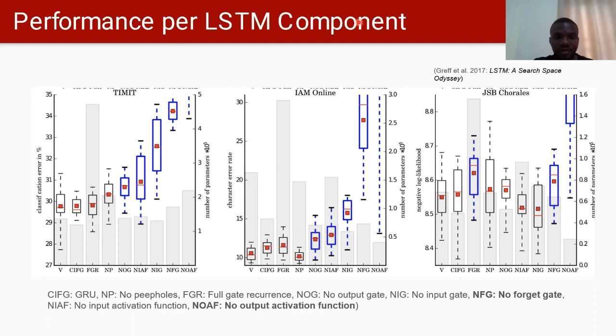For example, we see that we have the largest error size here and here when using no forget gate, NFG. So when there is no forget gate in an LSTM, it causes a large error in the performance. The error increases when there is no forget gate. We can also see the same thing for no output activation function. So we see that some components of LSTM really affect the performance of the LSTM as a whole.